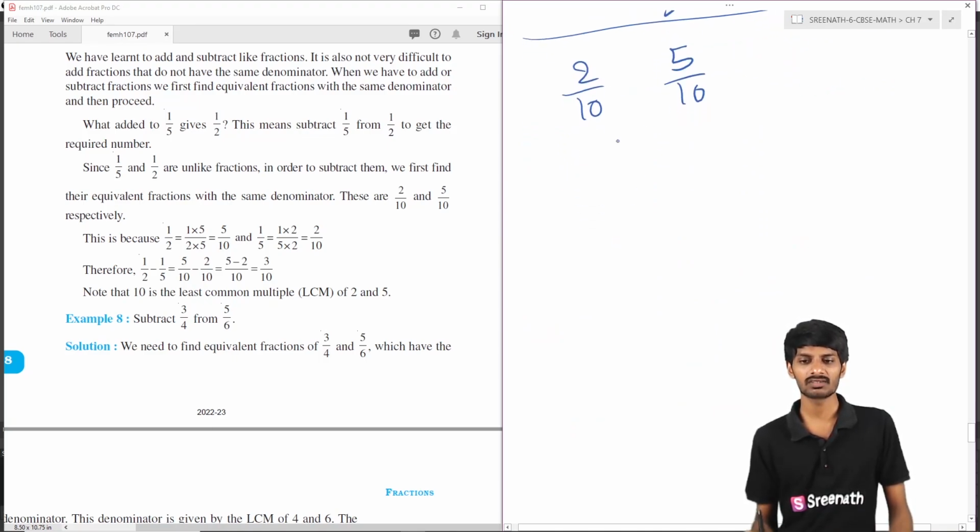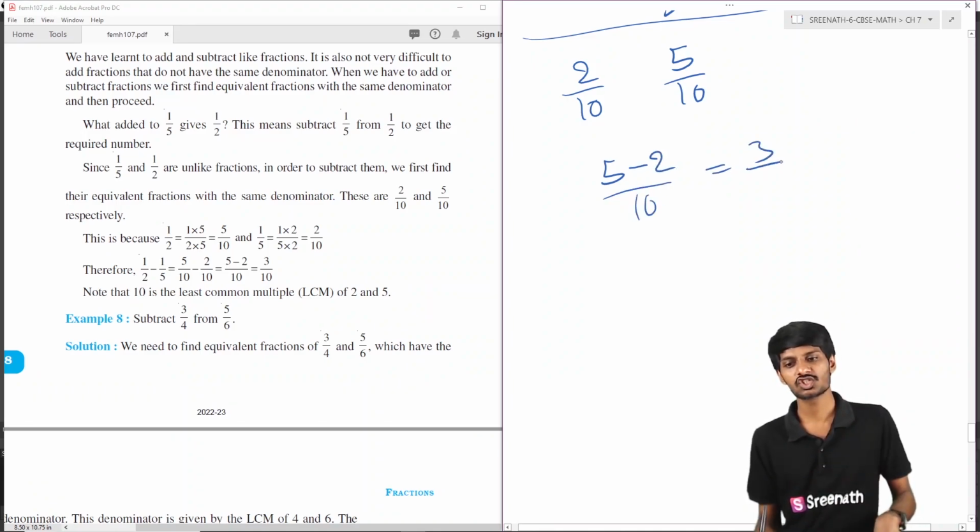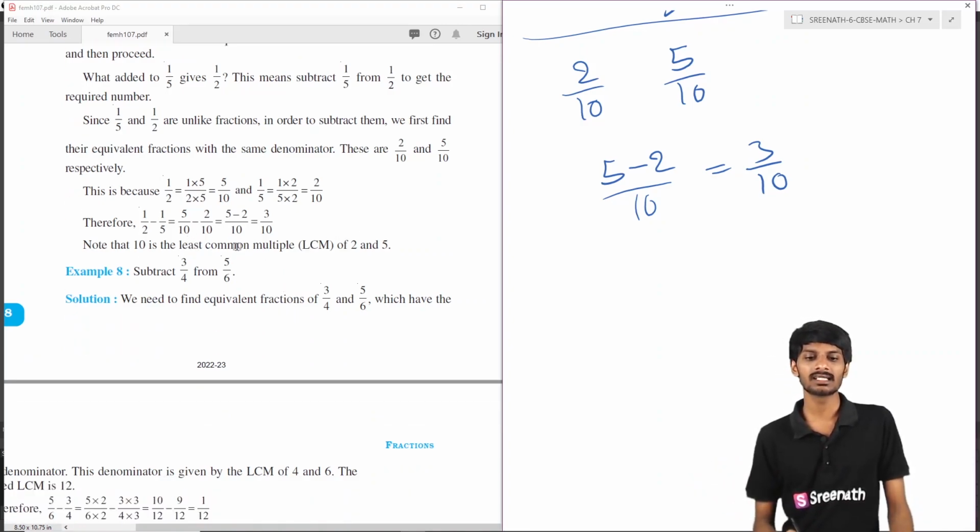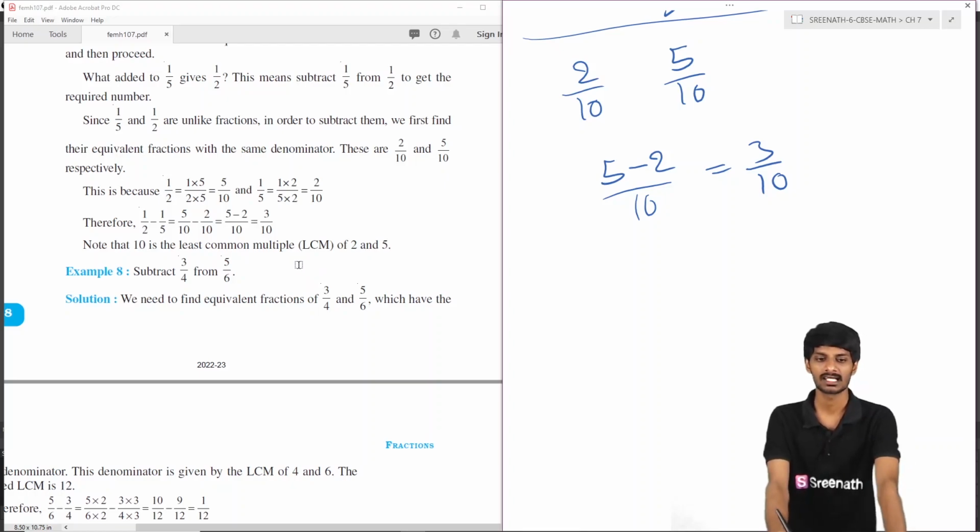You have to subtract. For that, first you have to write the bigger term, then the smaller term, over the denominator. That is 3 by 10. You have to write the least common multiple, students. That is the case here.